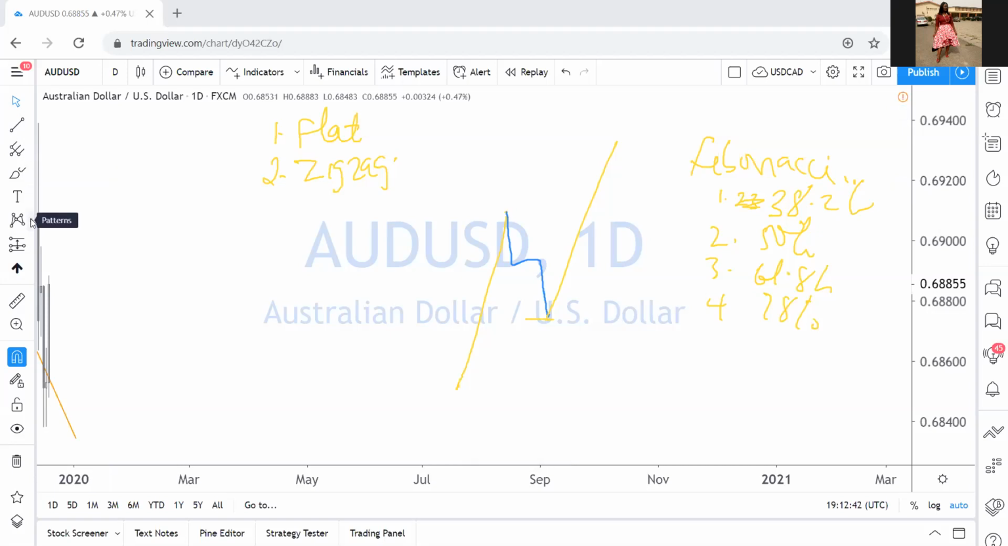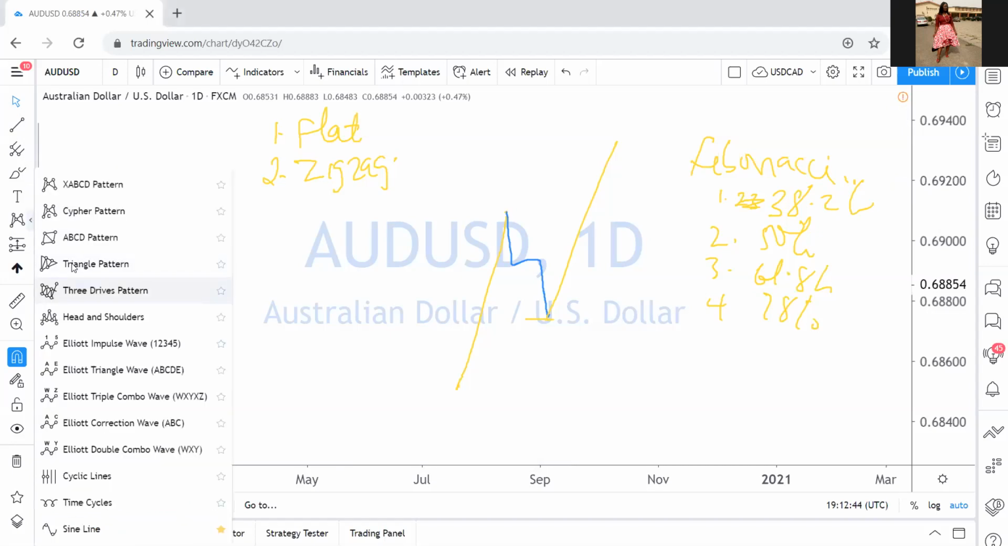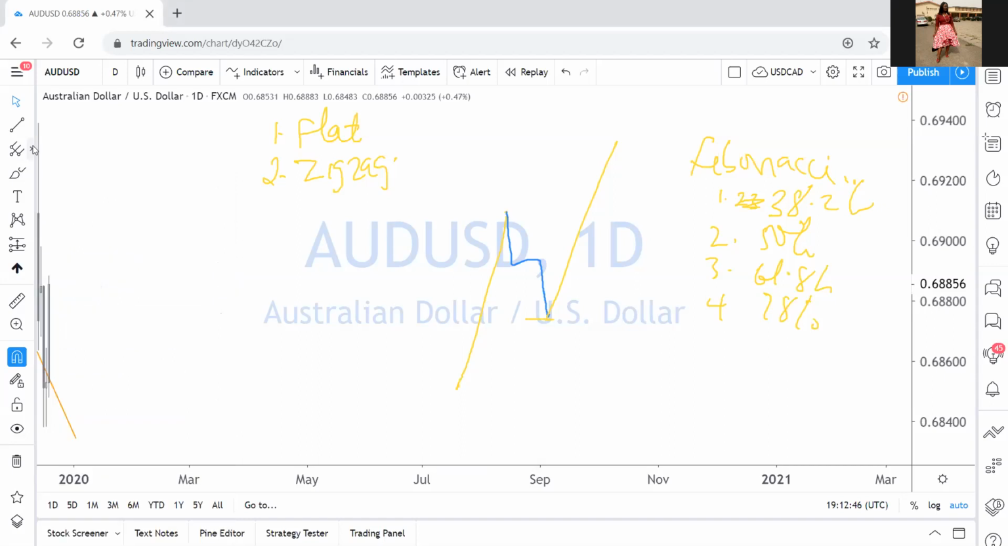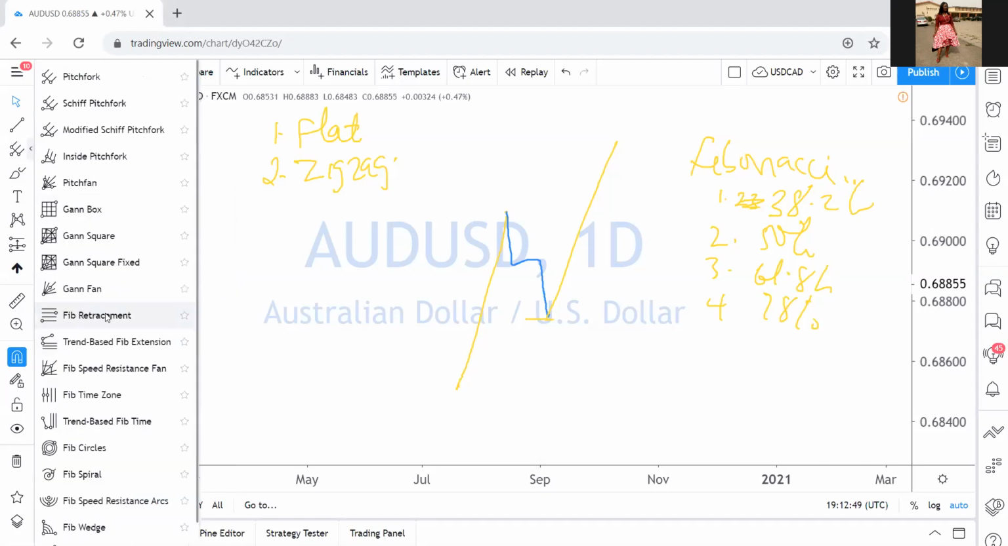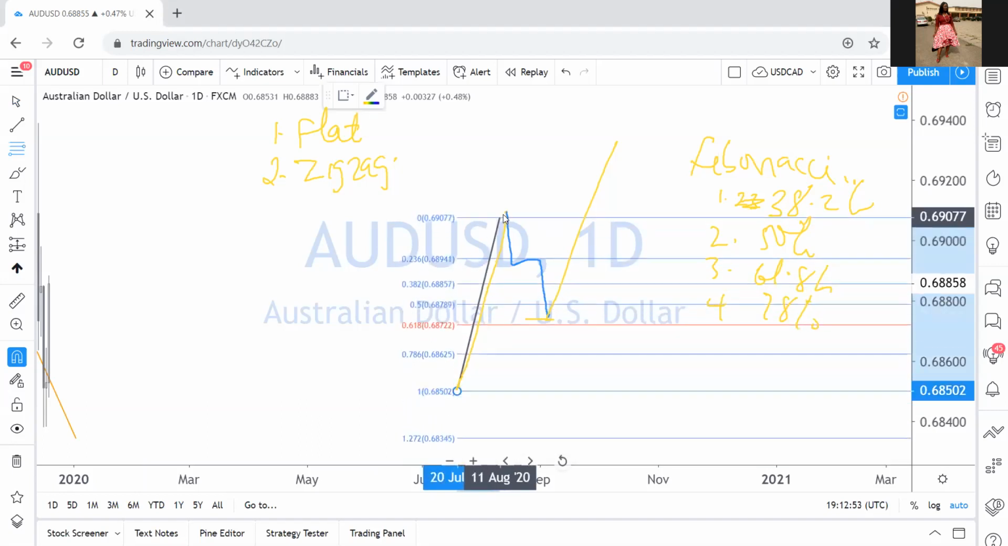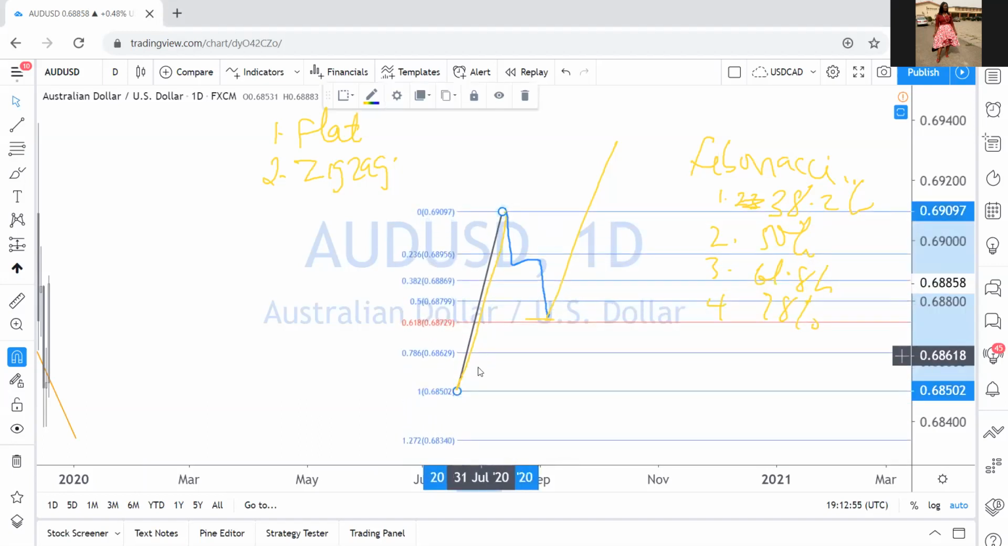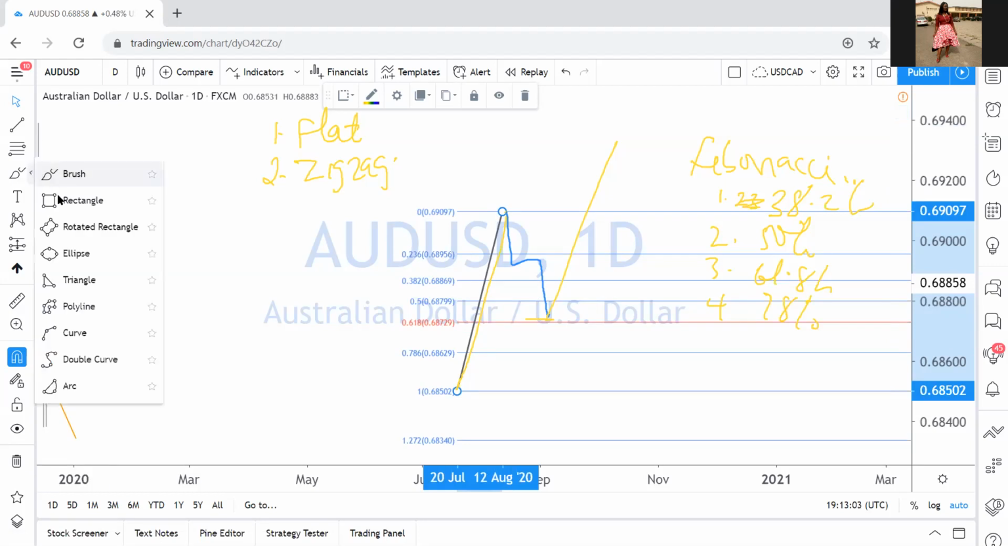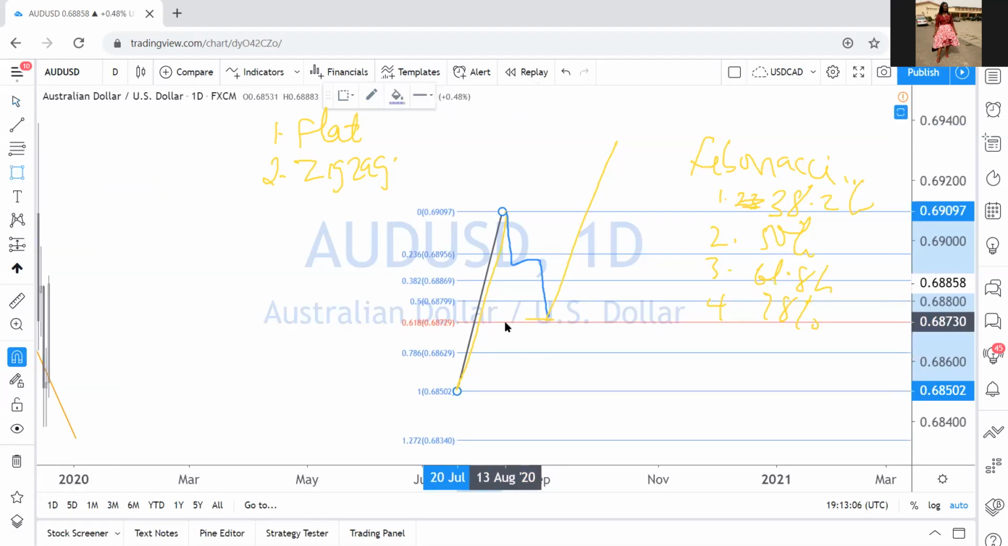This is how you do a Fibonacci. You come here, you pick the fib retracement, pick it from the low here, take it to the high here, because it's an upward market. All right, so where is the level here of this retracement? Can you see? It's 61.8. It's a very important level for us. It's the golden ratio. We call it the golden ratio.